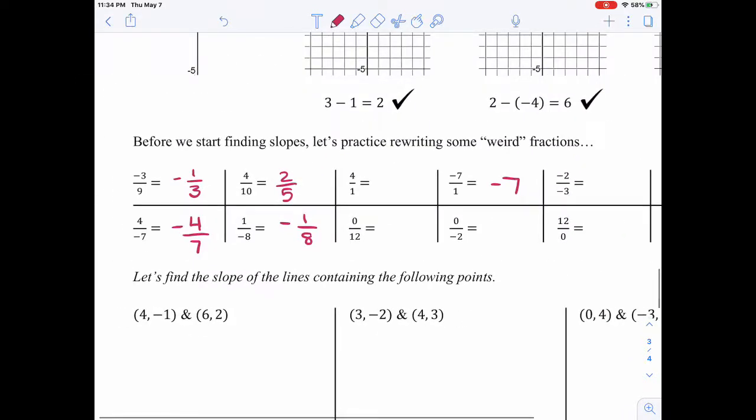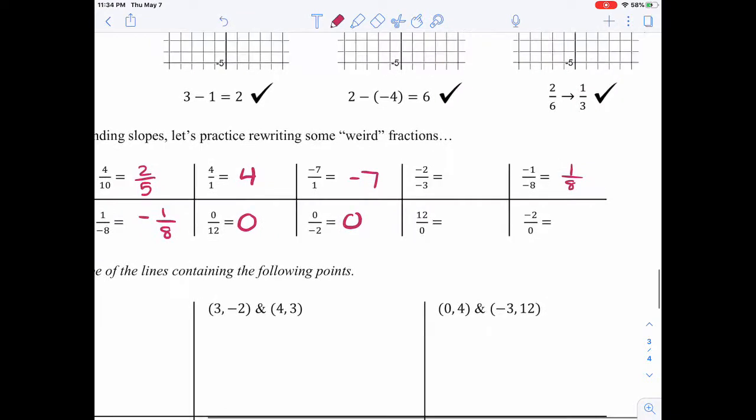Remember, 0 over anything, that's just going to be 0. Oh, I skipped one up there. And remember, anytime you have 12 over 0, or you have any number over 0 on the bottom, you absolutely can't have that.